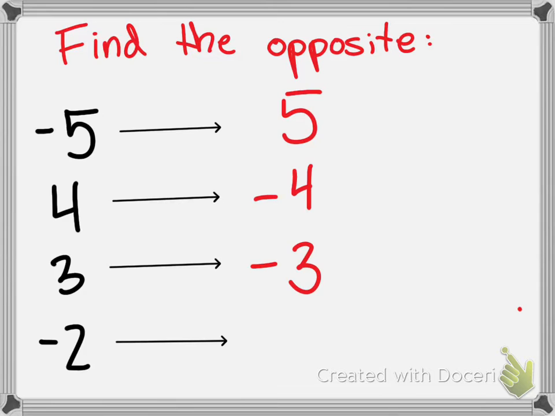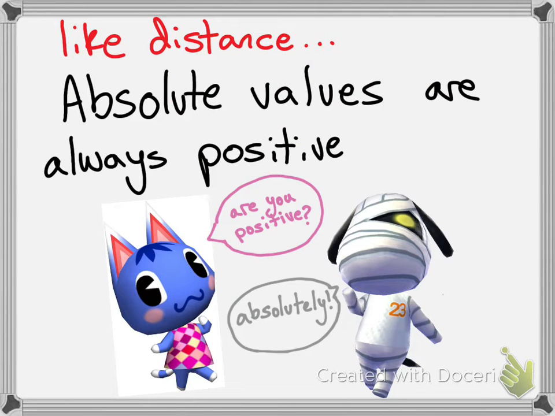And I want to see. Pearson, what's the opposite to negative 2? 2. That's it. The opposites either have a negative or a positive. Just like distance, though, absolute values are always positive. I put this little thing there. I wrote, Rosie says, "Are you positive?" And Lucky goes, "Absolutely," because absolute values are always positive.